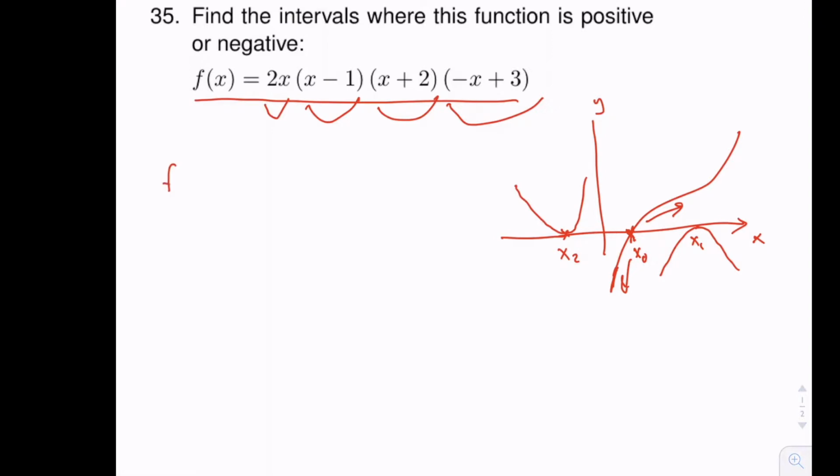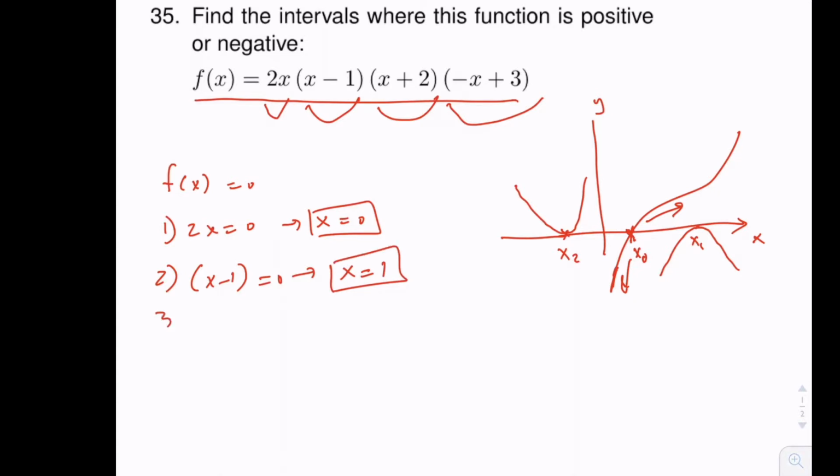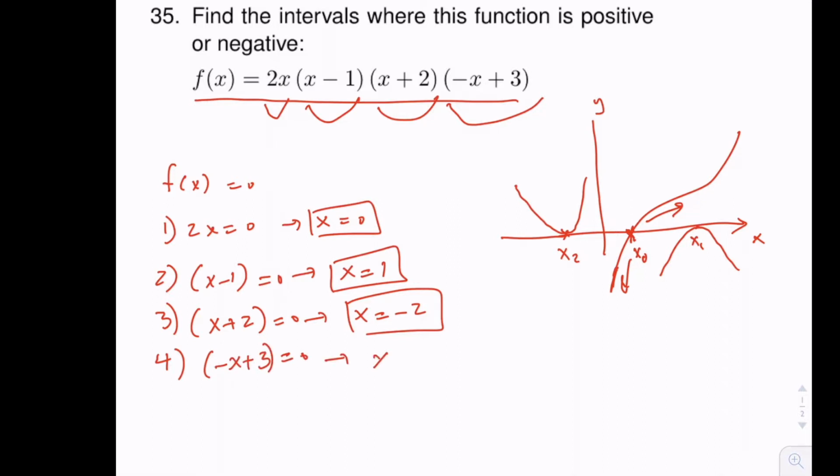So if f of x is 0, then either 2x is 0, so x can be 0, or x minus 1 can be 0, so x can be 1, or x plus 2 can be 0, so x can be minus 2, or minus x plus 3 can be 0, so x can be 3.